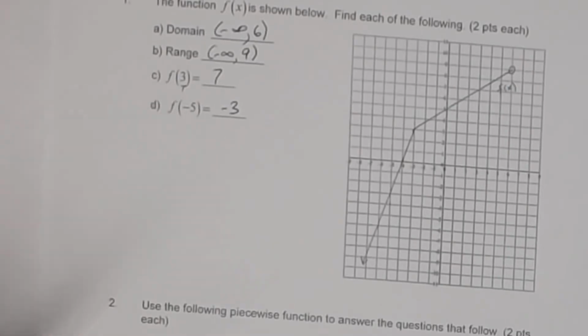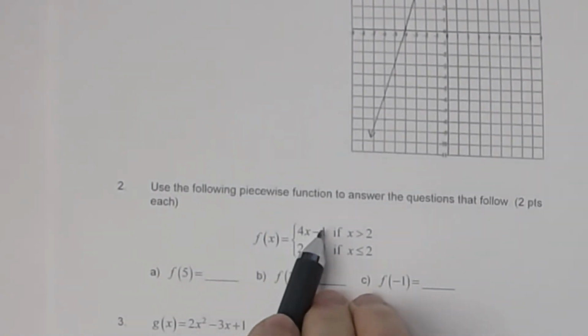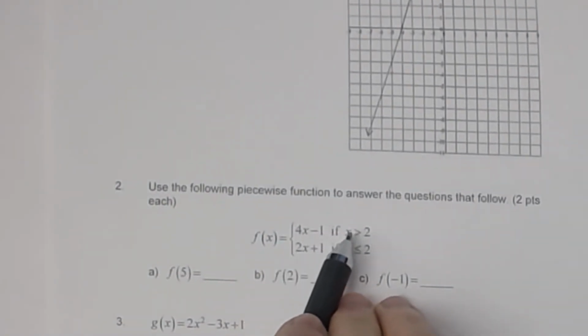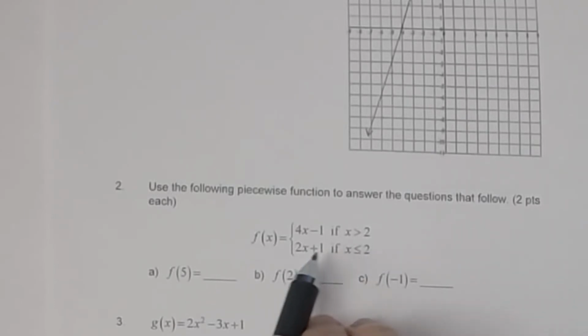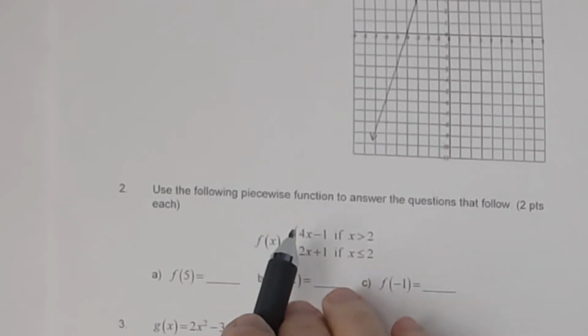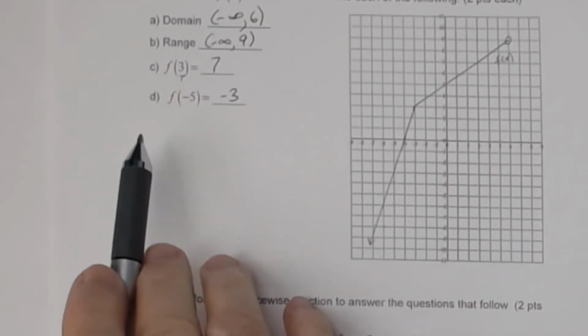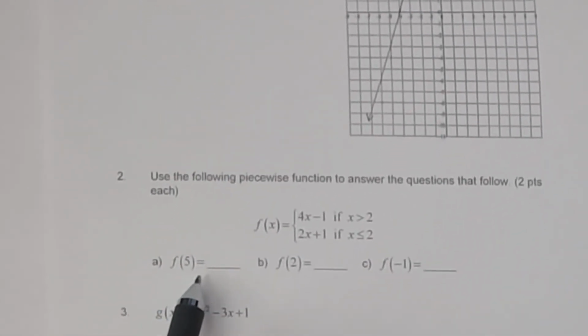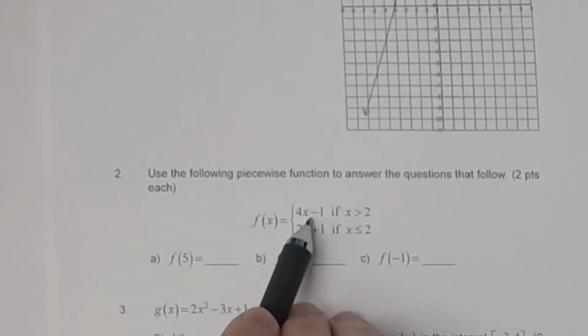All right. Now, in number 2, you're given a piecewise function, and you're told that f of x is equal to 4x minus 1 if x is greater than 2. Now, if x is less than or equal to 2, then my function is equal to 2x plus 1. So these are the different pieces, so to speak. So the question here is, same thing like we discussed here, what is the y value when x is 5?